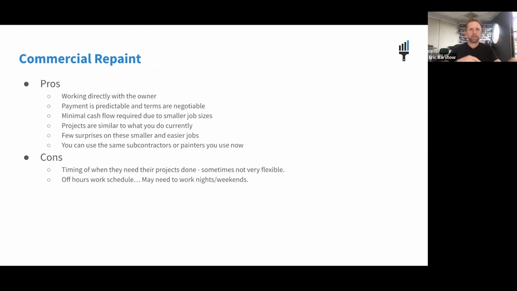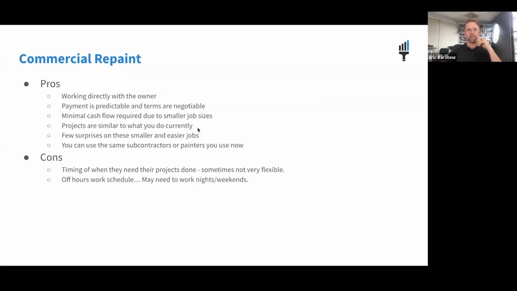You can take down payments, you can take progress payments, and so on, which means minimal cash flow is required, not due to the smaller job sizes. That would be referring just to light commercial. Minimal cash flow is required because of the flexible payment terms. Now, you also shouldn't go from doing a $10,000 job to an $800,000 job. You should step that up slowly, even in any one of these segments. But cash flow is a benefit here compared to some of the other segments.